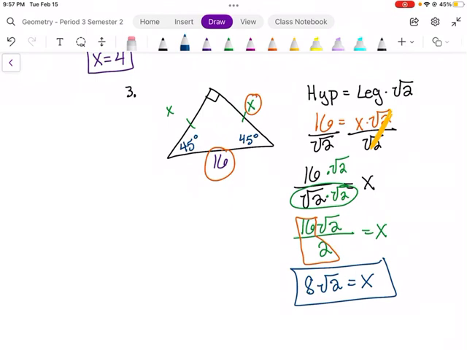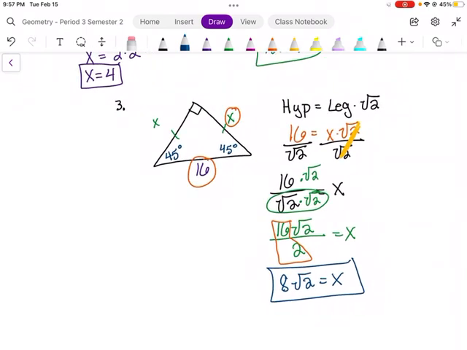So that's just an extra example that you probably want to have down on your paper so you know how to do the problems where you do have a whole number here as the hypotenuse. If you have any other questions, just let me know.